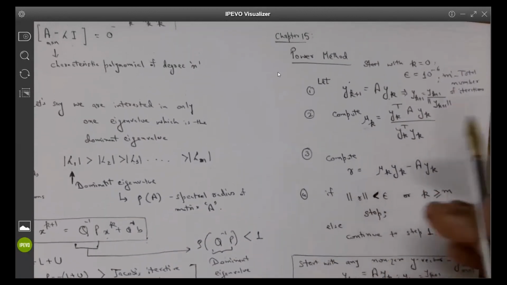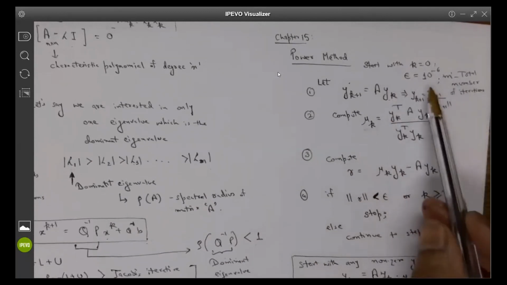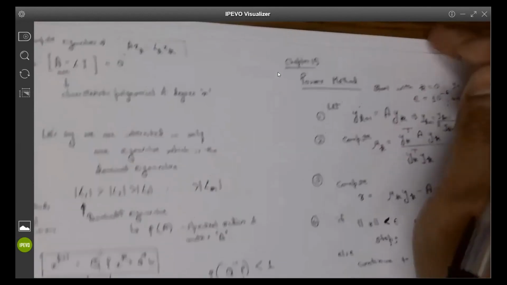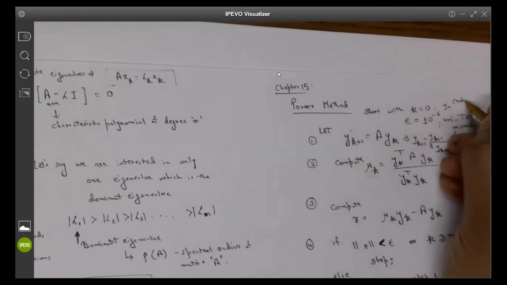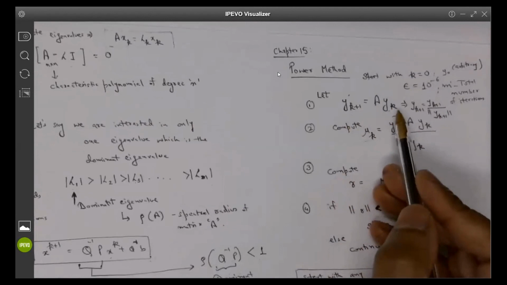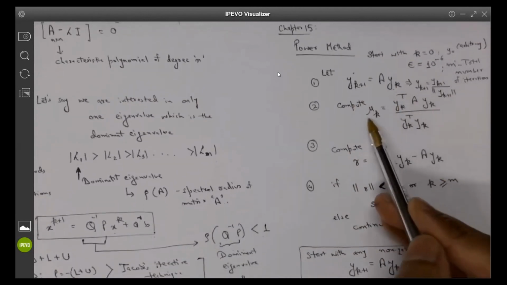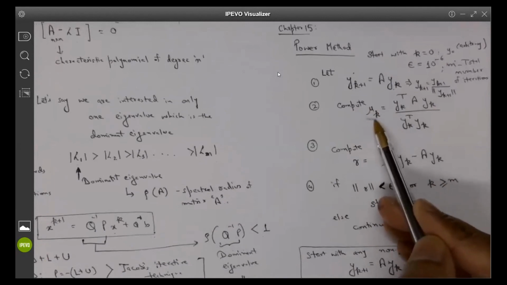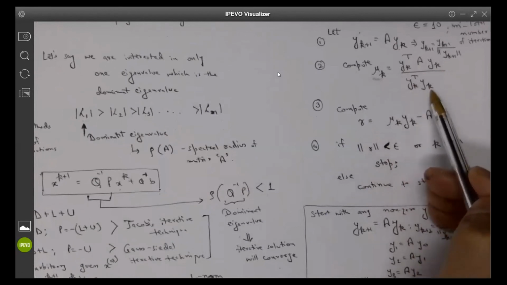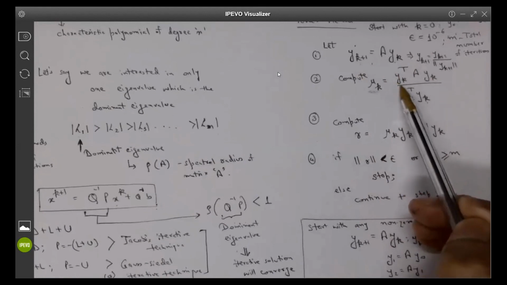What the algorithm says is that you start with k equals 0, a tolerance level, and a total number of iterations, and you start with an arbitrary guess. Start with y0, an arbitrary choice of vector. So you say y1 equals A times y0, and then you normalize it, and then you compute this number, and that is your eigenvalue, lambda 1. Basically, that's what we are trying to find out, y transpose A y divided by y transpose y, assuming that in the first iteration itself, you have found the dominant eigenvector.